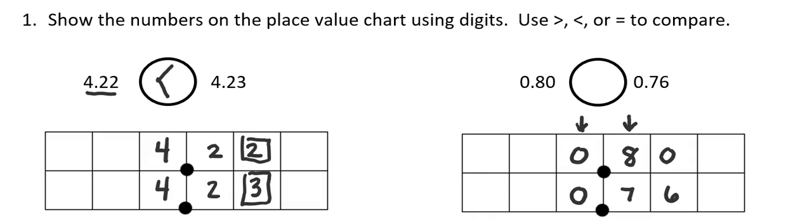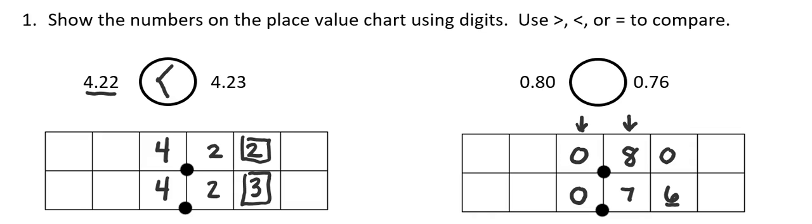Well, I have no ones in either number. Moving on, I have tenths. So in the first number, I have 8 tenths. In the second number, I have 7 tenths. Since I have a difference here in these numbers, I need to go with the number that is greater. So I can see that I have 8 tenths compared to 7 tenths in the second number. That automatically means that the first number is greater than the second number.